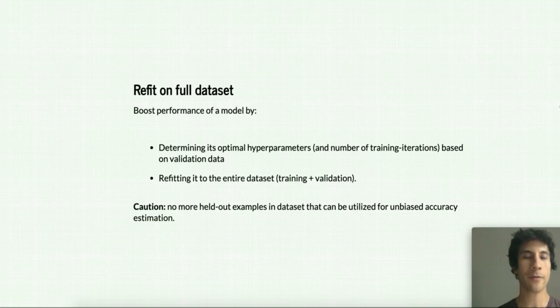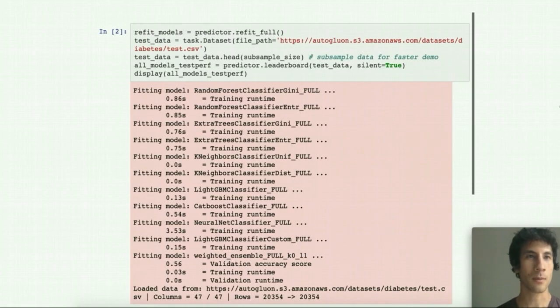However, if we choose to refit a model to the full data set, there's no way for us to estimate its accuracy anymore since there's no longer any held out examples. Thus, we just have to trust that this model will perform as well as the copy of it that was trained only on the training subset and evaluated on the validation subset. With AutoGluon, we can refit models to the full data set by taking our trained predictor and calling refit full here. This will refit each individual model to the full data set.